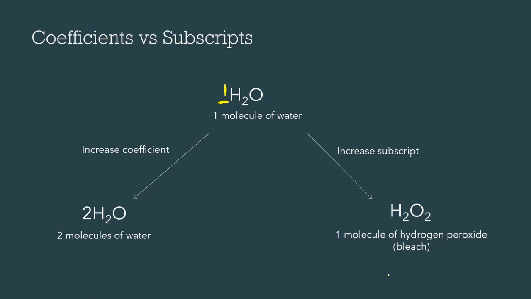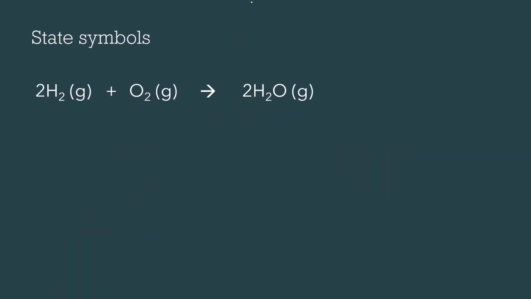In fact, there is a well-known chemistry joke that revolves around the differences between hydrogen peroxide and water. If you have never heard of this joke, just Google "2 chemists walk into a bar" and you should be able to find it. Next, let's talk about the state symbols.